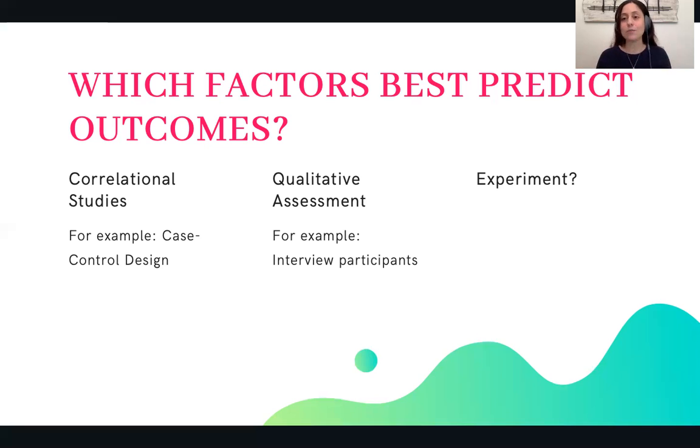And that's unethical, right? You're not going to say, okay, here you go, child, you're going to go into the home that's going to fail, right? That's just not going to work. And so it's difficult to find experiments that address mental health issues and answer this question. So we're going to be looking more at quasi-experiments or correlational studies and qualitative assessments. Okay. All right, let's look at another question.